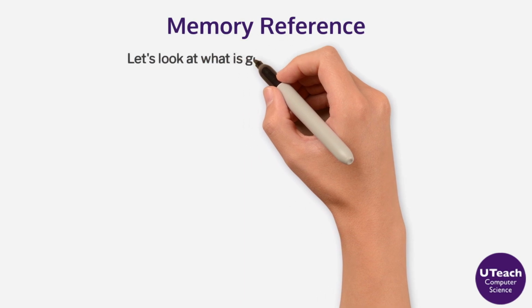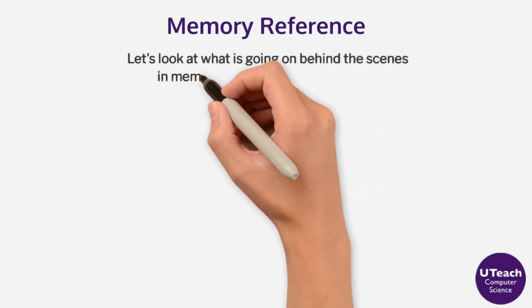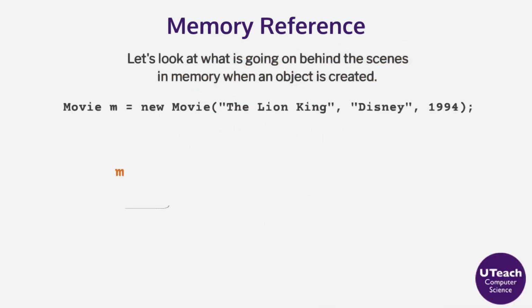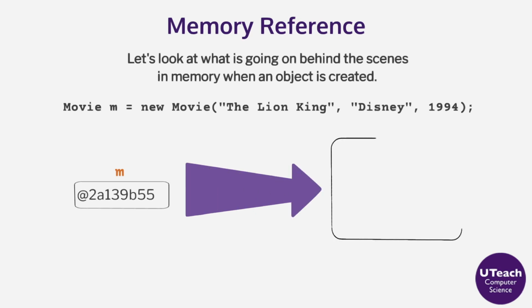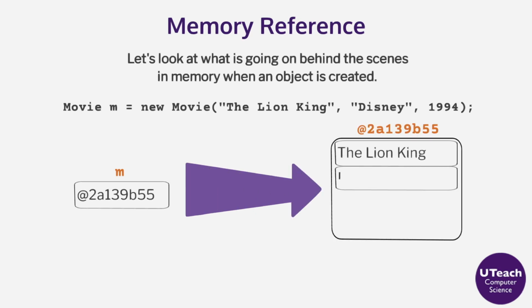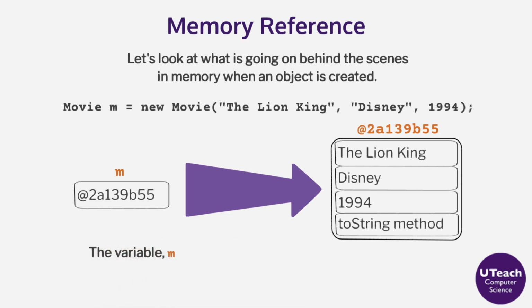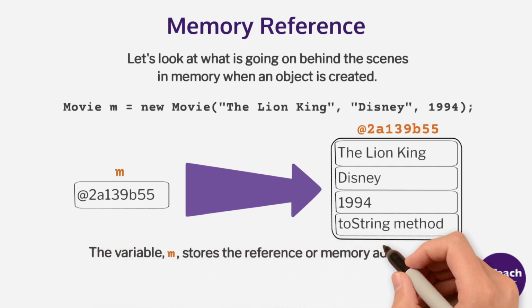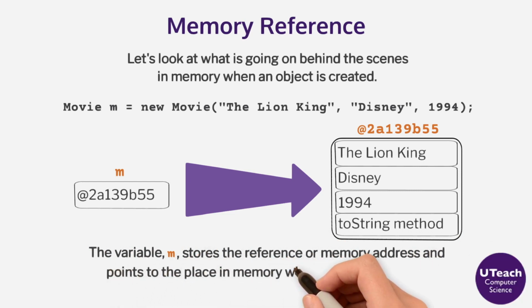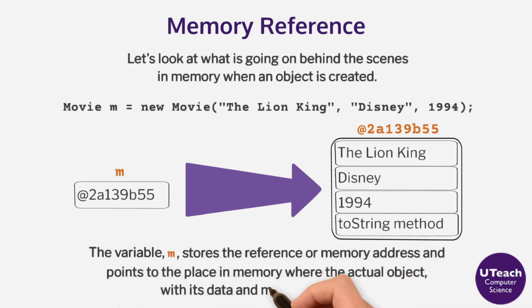Let's look at what is going on behind the scenes in memory when an object is created. A storage location in memory is created for the identifier m. This location points to the memory address of another storage location that is created for the actual contents of the object, the instance variables and methods. The variable m stores the reference or memory address and points to the place in memory where the actual object, with its data and methods, is stored.